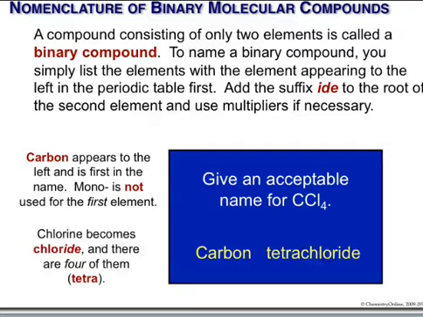Now just think how simple this is to go backwards. If I tell you draw the structure of carbon tetrachloride, all you have to do is put 1 carbon and 4 chlorines.